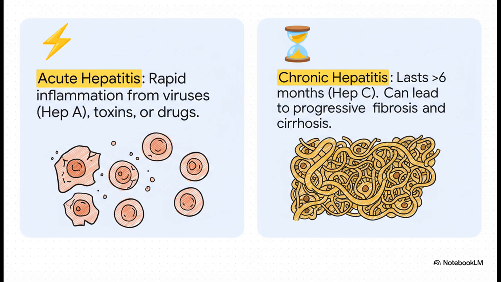But chronic hepatitis, that's a different beast. We define it as inflammation that lasts longer than 6 months. It's often driven by viruses like Hep B and C, and the real danger is that this relentless inflammation slowly but surely leads to scarring or fibrosis, and ultimately cirrhosis.